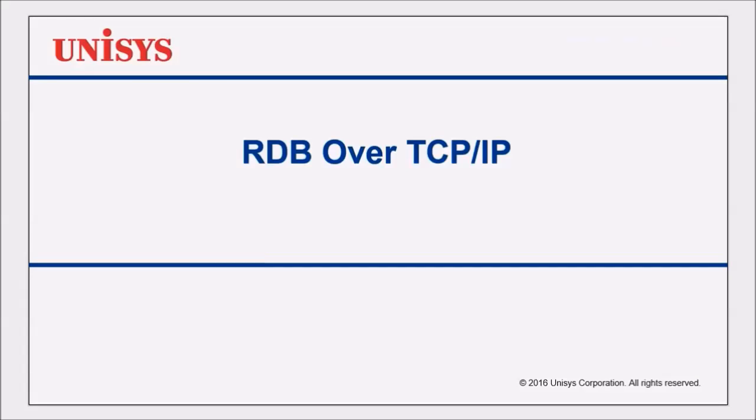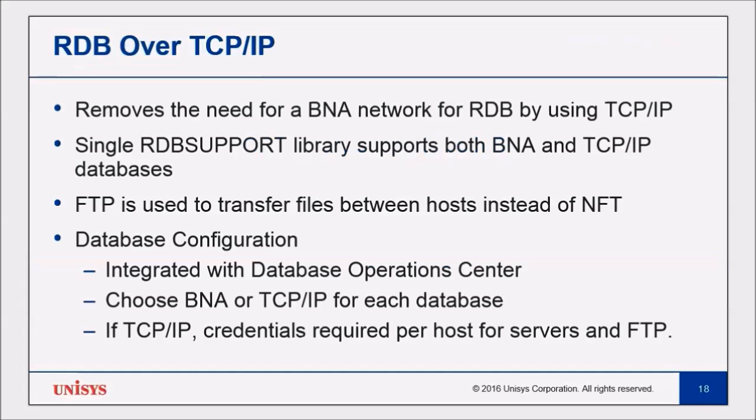This feature allows RDB to work with TCP/IP networks. The TCP/IP network protocol is supported in addition to BNA. The choice is per database. So one database can use TCP/IP while another database on the same primary host can use BNA. This is particularly useful when multiple primary databases on the same host are backing up to different secondary hosts.